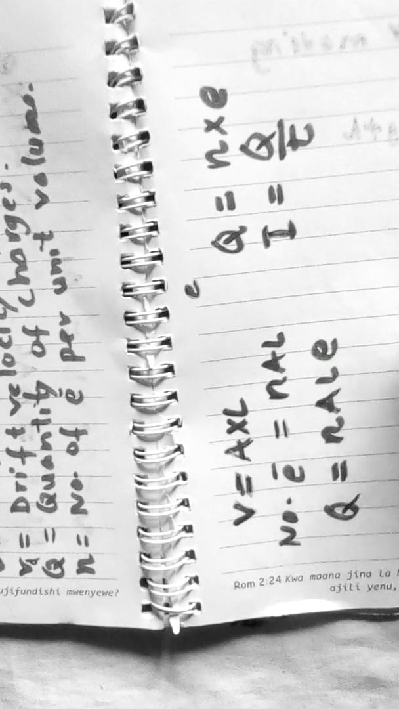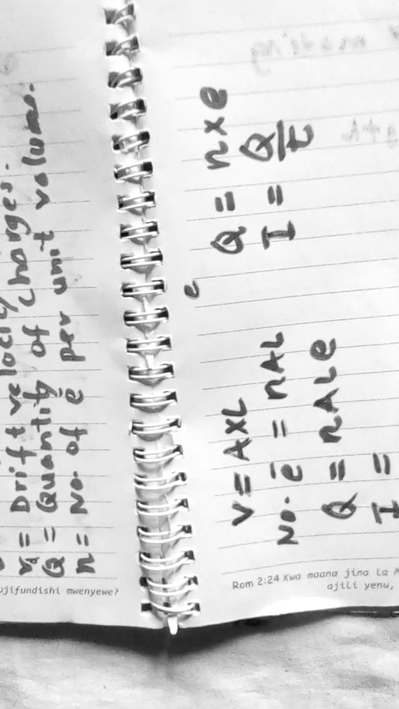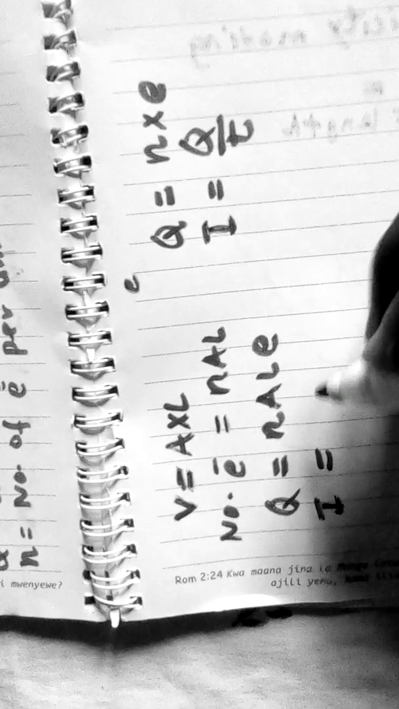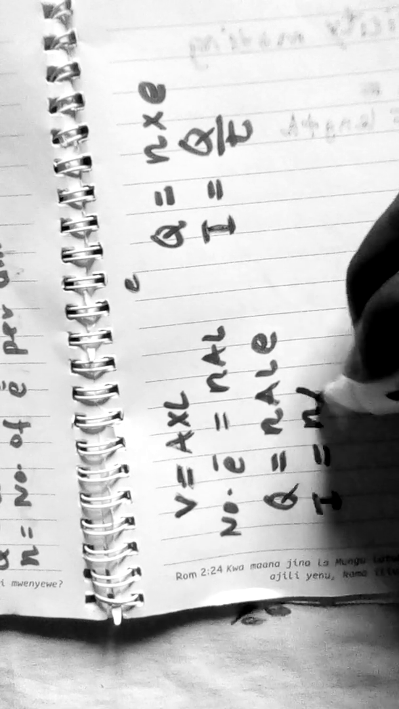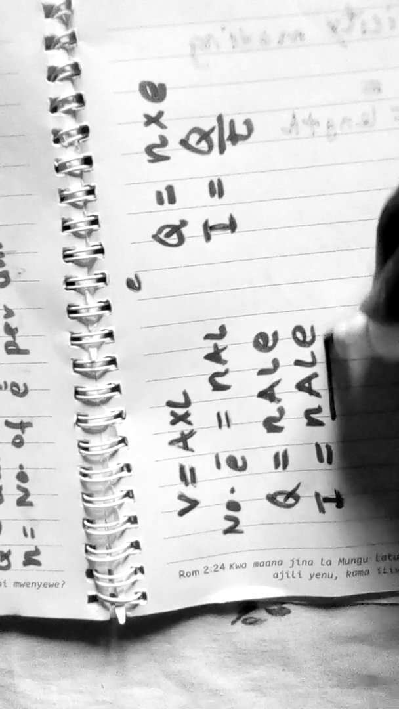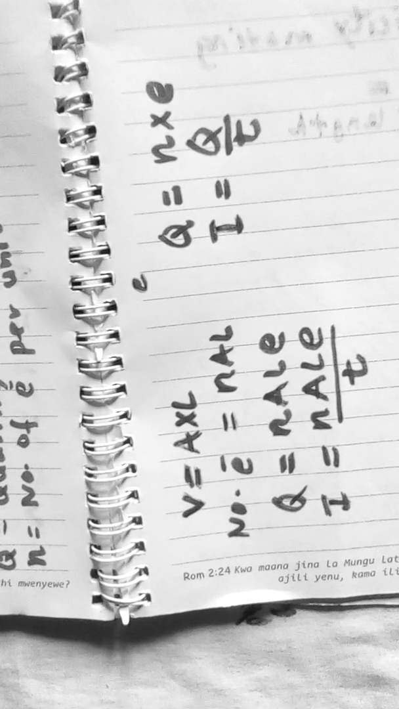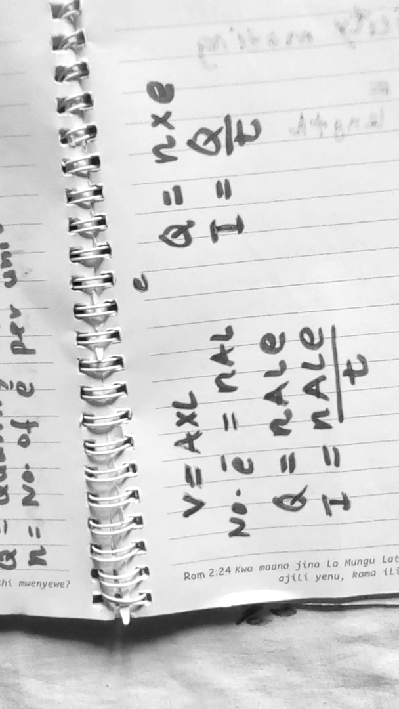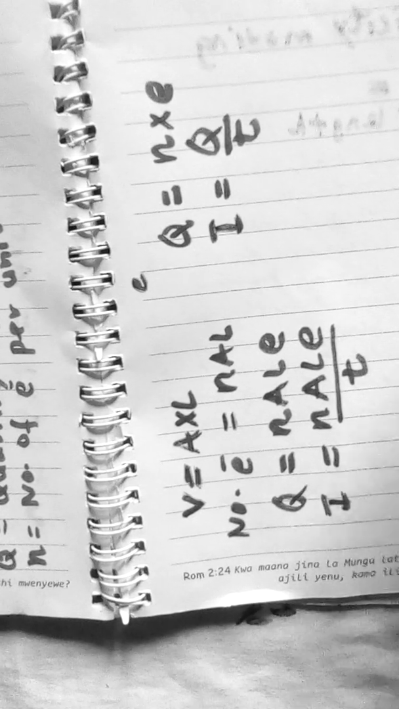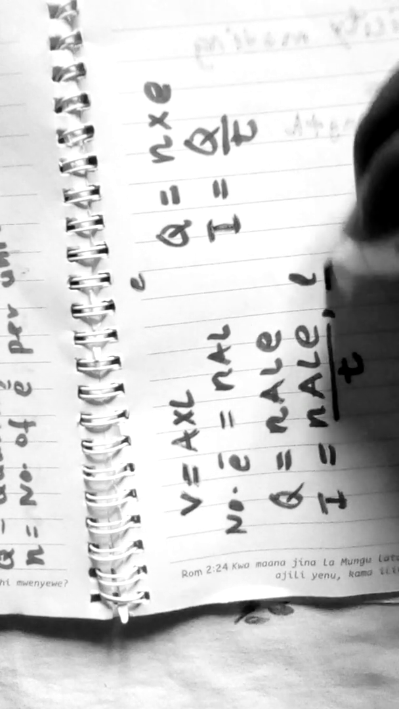Okay, so this will be the current. The current now in this case is given by Q over T. So Q is N times A times L, then you multiply by E, you divide by time. So this will be the current in general flowing in that conductor. But guys, I'd like you to focus on this thing, L over T.